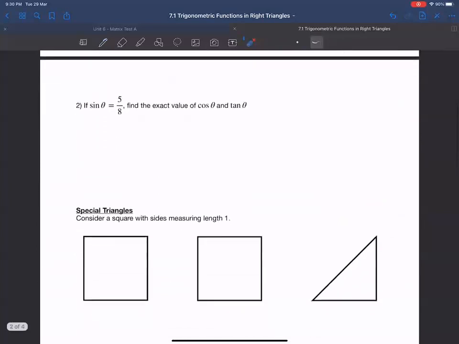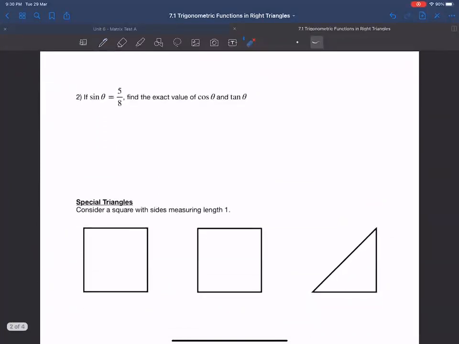Now, question 2 says, if sine theta is equal to 5 over 8, find the exact values of cosine theta and tangent of theta. Now, this says to find the exact value. An exact value does not mean an approximation. So if you're thinking about using an inverse sine, which we'll get to in a little bit, that's not quite going to work because there will be some rounding errors. But what we can do is draw a triangle.